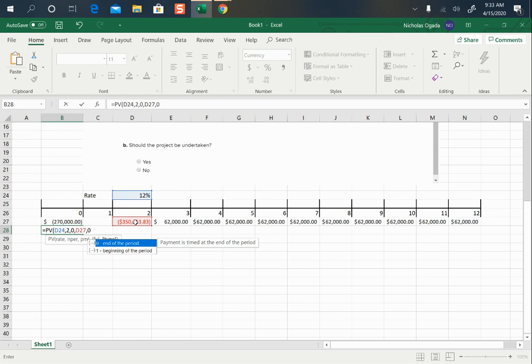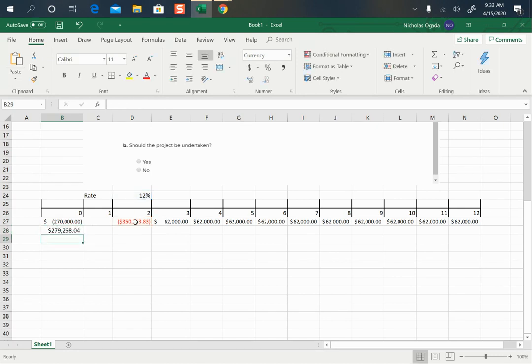And again, by default, the payments are at the end of the period, and you'll enter this, and the present value of $350,000 to be received 2 years from today is 279,268.